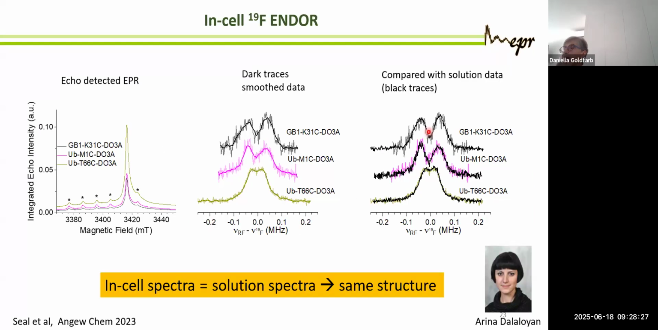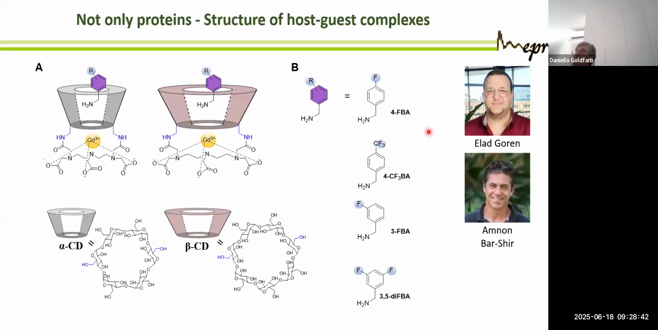Okay, so far I showed you examples of proteins. Of course, you can do it with DNA, but you can also do it on some chemical systems. This is host-guest complexes, and this is a collaboration with Amnon Barshir and Elad Goen from our institute. They had this really nice system. They had cyclodextrin, and there are two types of cyclodextrin, alpha and beta. Alpha has a 6-member ring. It's this type of sugar that you can include all kinds of molecules in. And this is the beta one that is larger.